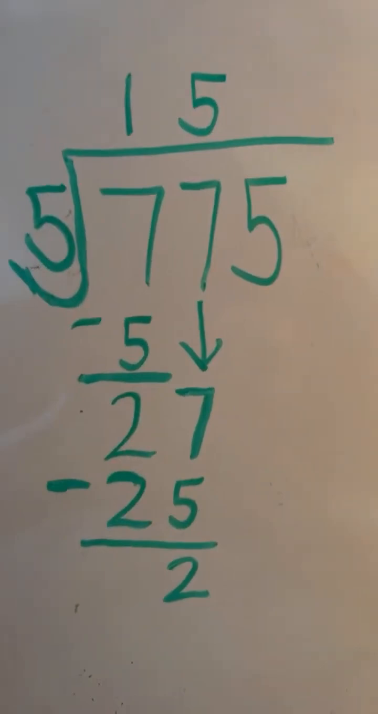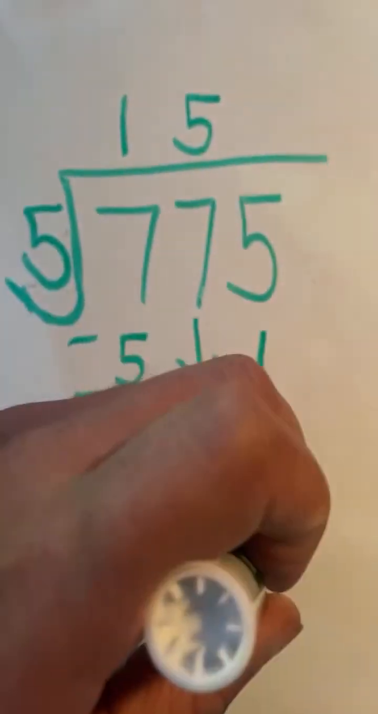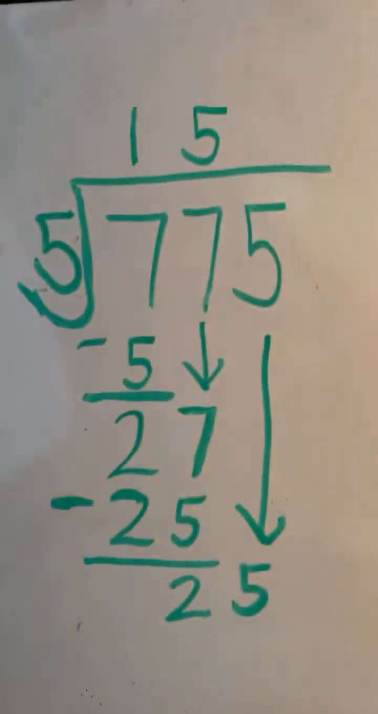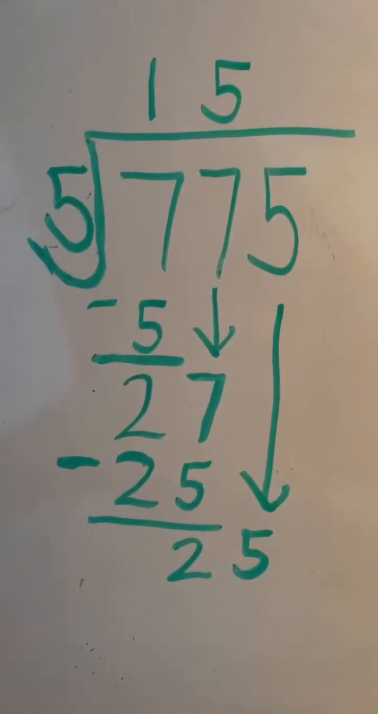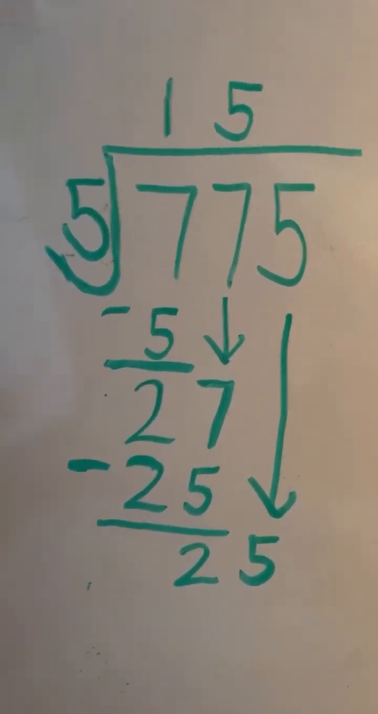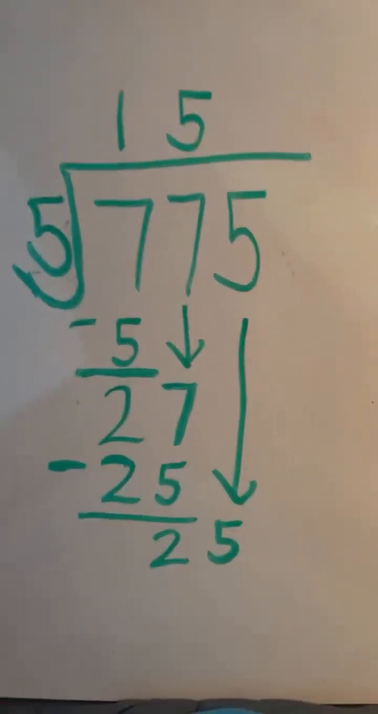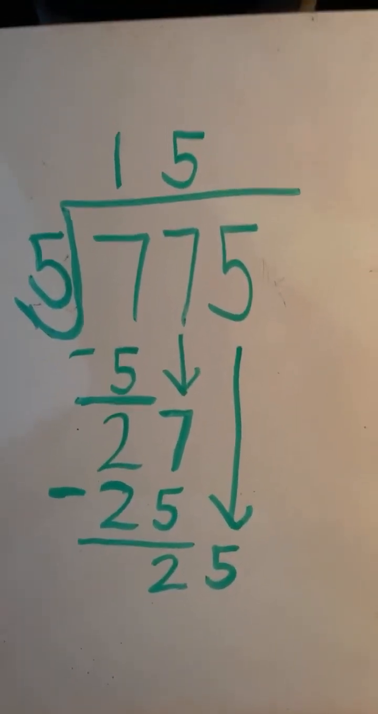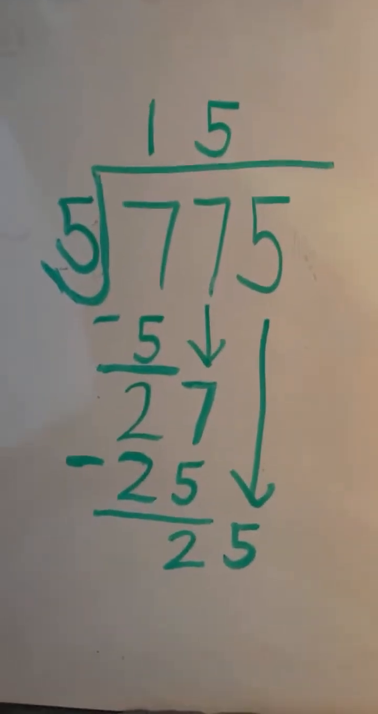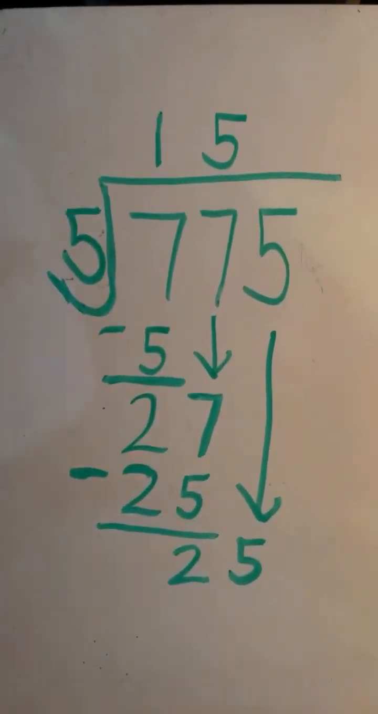Next, we bring down the final number. So we're going to bring down the 5. That 2 is going to become a 25. And now, we need to do 25 divided by 5. So counting by 5s here. You know what? I'll do that up top.